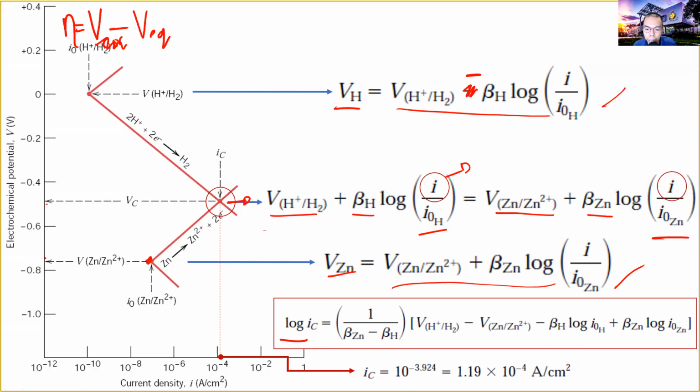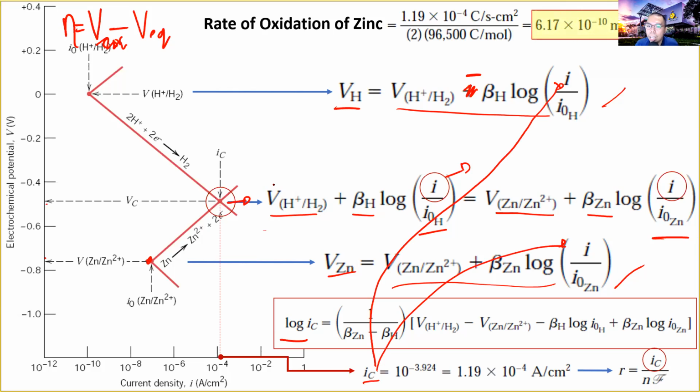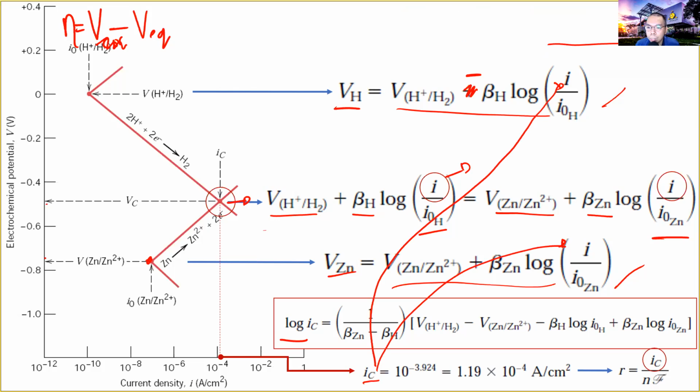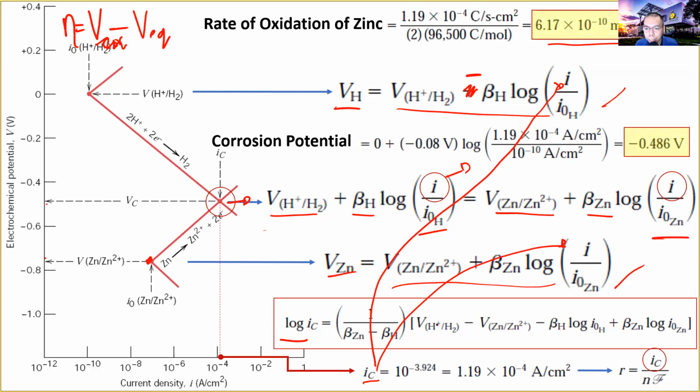So we now have IC. To get V, we just input IC back into one of our equations. So babalik lang natin siya either dito or dito. And we can get our corrosion potential. Sorry. Hindi pala. So corrosion potential, babalik lang natin si IC dito. We get ito. Then for the rate of oxidation, we just use IC over nF to get this one.